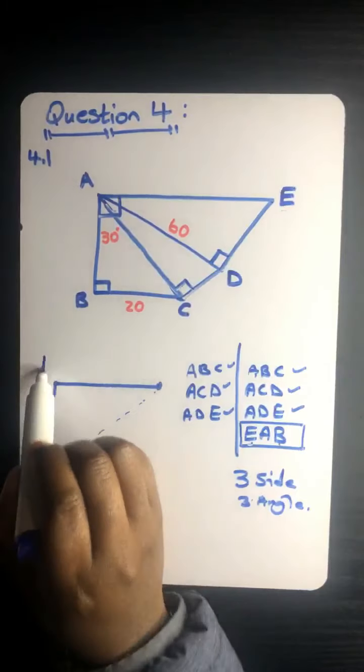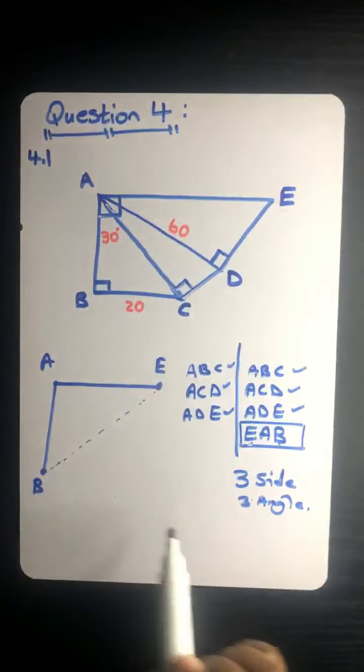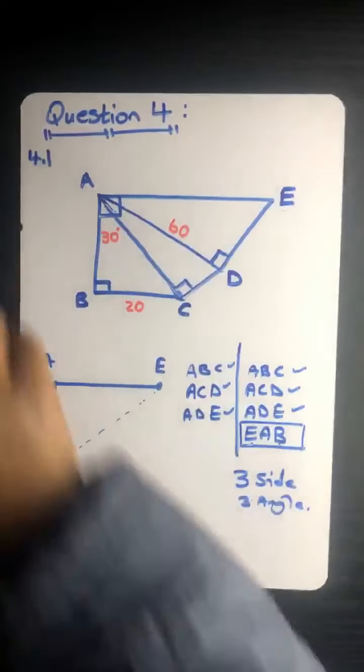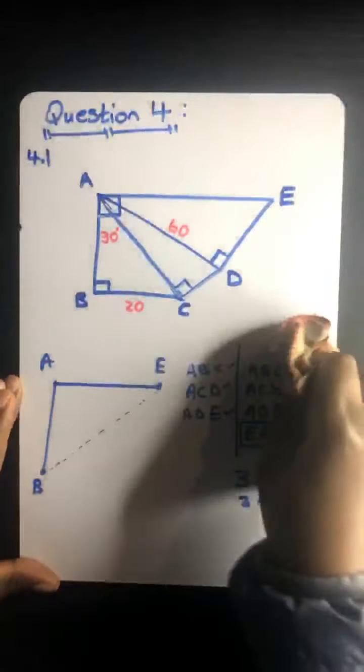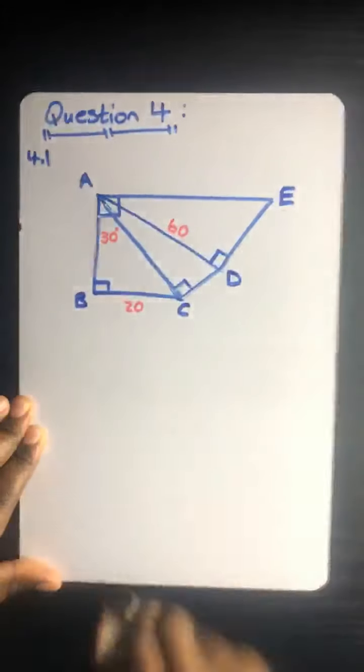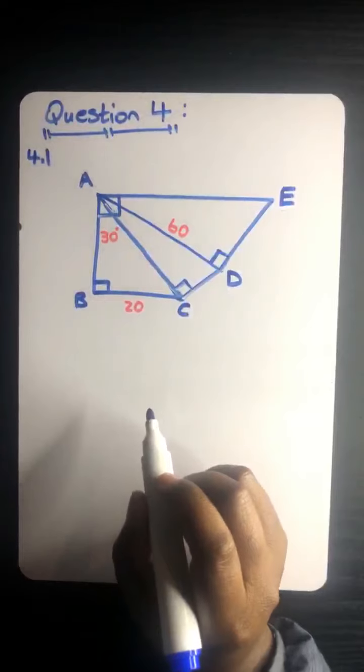Can you see, Dumza? Can you confirm for me? So you can see that it's actually three triangles. Yes. Okay, 100%. So remember, guys, a triangle has three sides and three angles. Very, very much important.